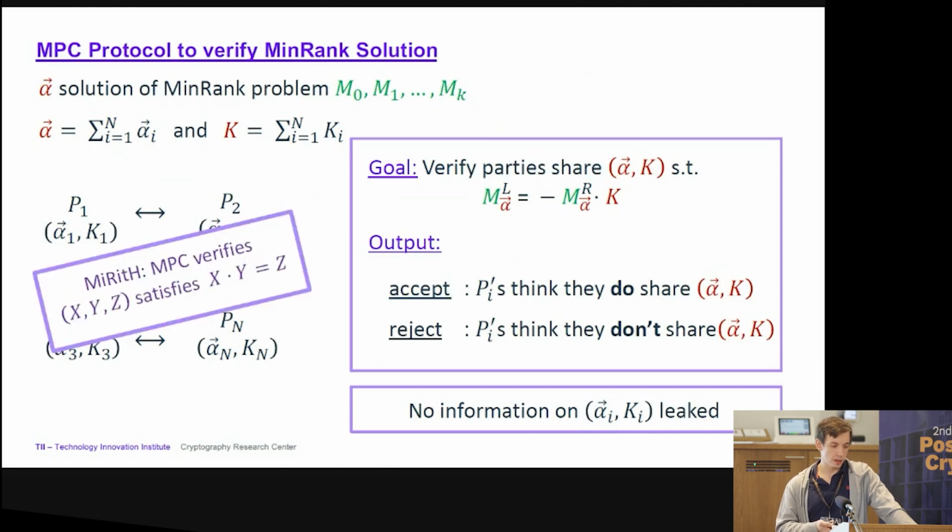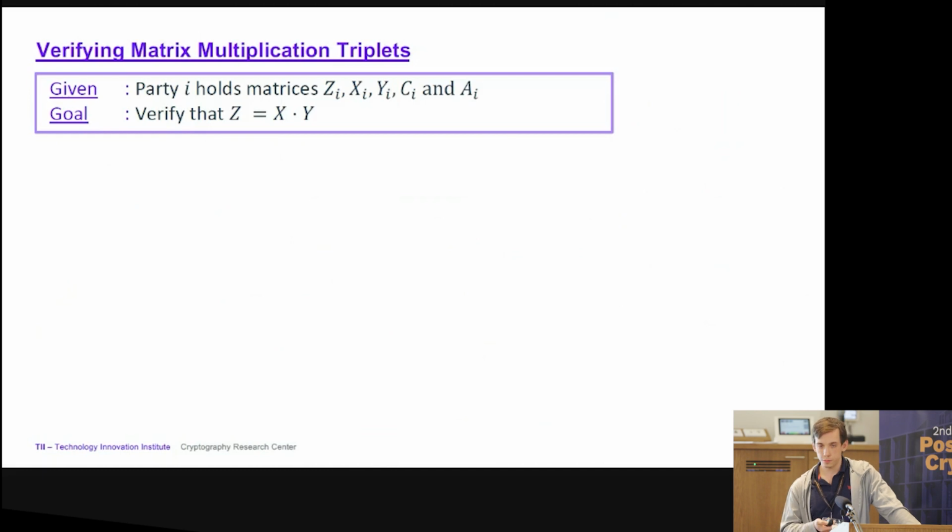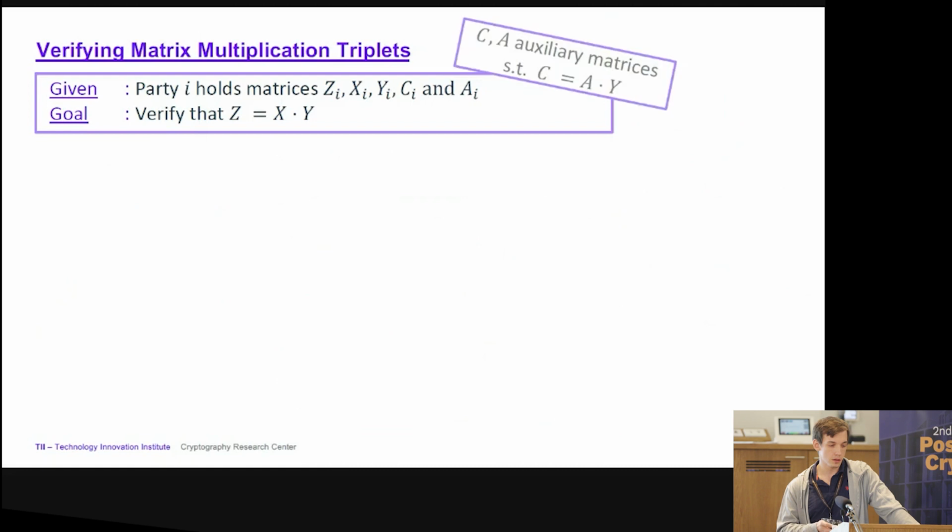And in MiRitH, we do this via an MPC protocol for matrix triple verification. Such a triple is X, Y, and Z, a triple of matrices which fulfills X times Y is equal to Z. There's a known protocol, with some improvements that we use, and it works as follows. The parties initially get shares of this matrix multiplication triple and some C and A. C and A are auxiliary matrices fulfilling C is equal to A times Y. You can easily construct them by just choosing an A and then setting C to A times Y.